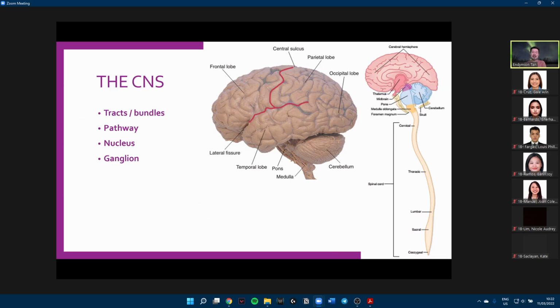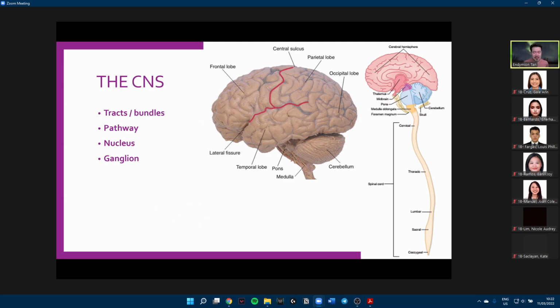Now, introduction lang yung kanina. So let's talk about the central nervous system. Again, the CNS is made up of the brain and the spinal cord. But we have some nomenclatures that you have to remember, no? Or understand, rather. Tracts or bundles. These are groups of axons that would carry impulses from one distant site of the central nervous system to another distant site of the central nervous system. Example, from the brain to the spinal cord. From the spinal cord to the brain. Parang long distance flight. From Manila to LA, from Alaska to LA, long distance. Okay, malayuan. Okay, they are their tracts or bundles.